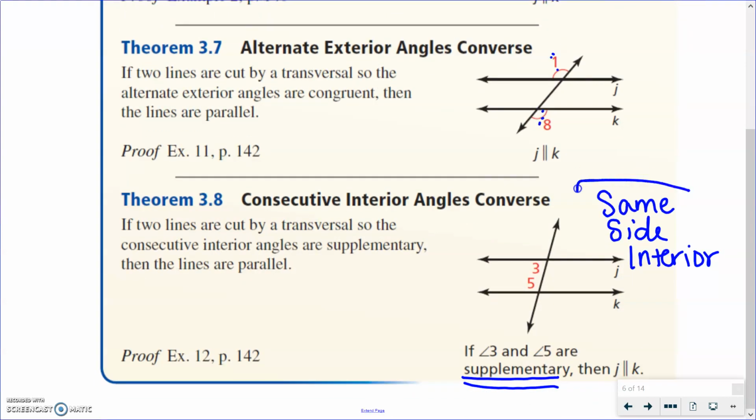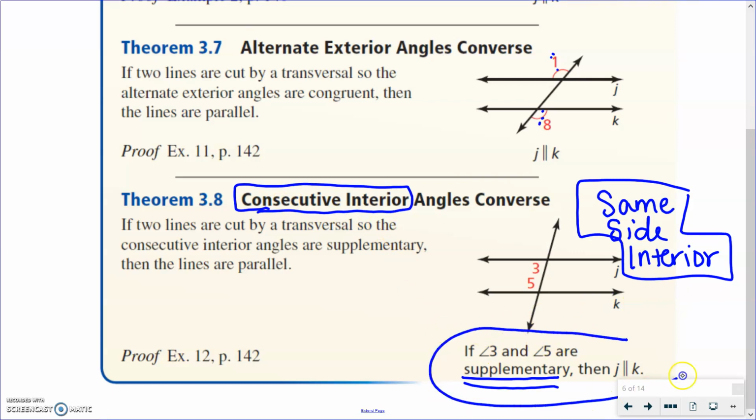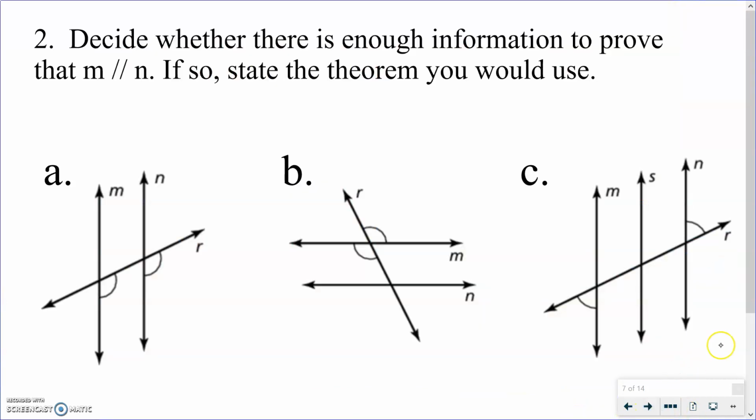Now I have this labeled, same side interior is the same as consecutive interior. They mean the same thing. Okay, they're interchangeable, so I'll use both. And they are not congruent, they are supplementary. And so this is very, very important: supplementary, not congruent. So same side interior and consecutive interior are supplementary, so they add up to 180 degrees. They sum to 180.